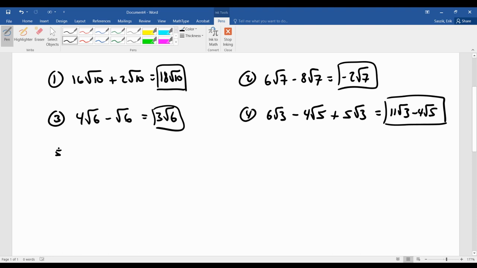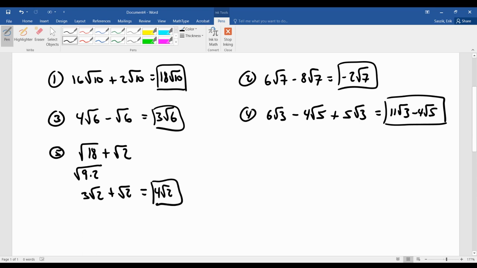Now, that being said, you don't want to be lulled to sleep. Sometimes people look at this and they say, oh, those aren't like terms, I can't do anything with it. But you actually can, because remember, root 18 can be simplified. That's really 9 times 2, so that becomes 3 root 2. And now I'm just bringing down this root 2 here. So 3 root 2 plus 1 root 2, this answer would be 4 root 2.